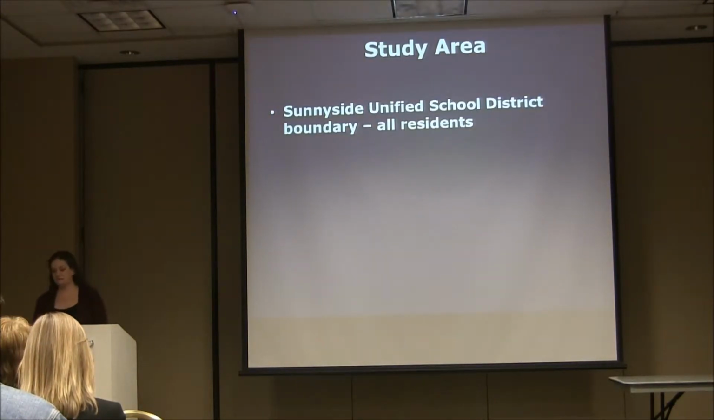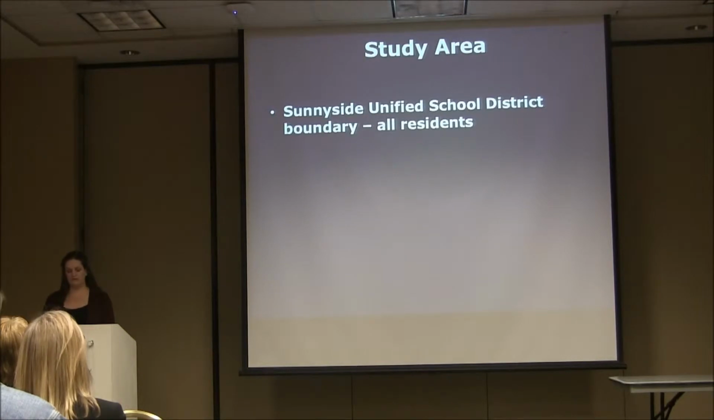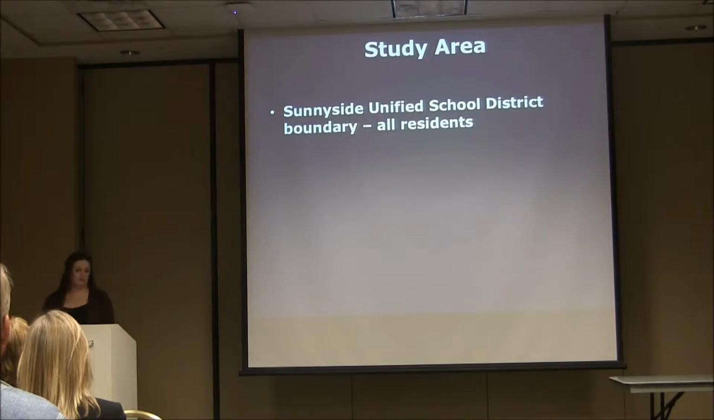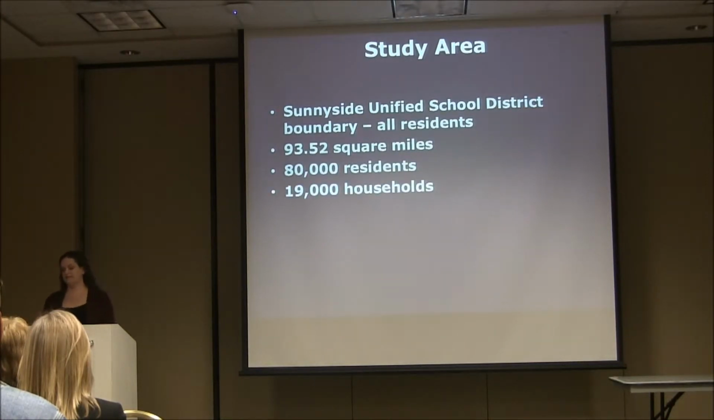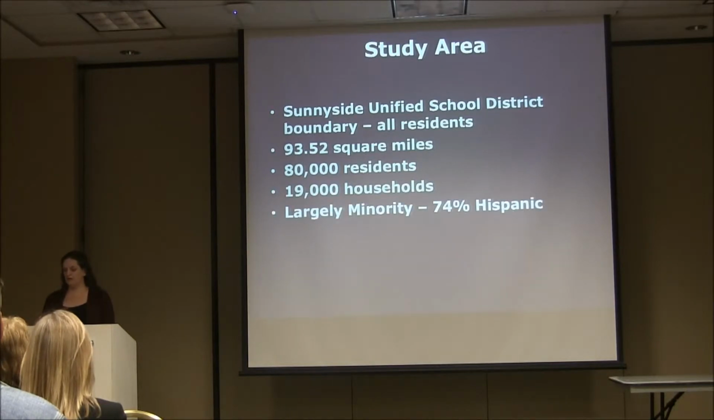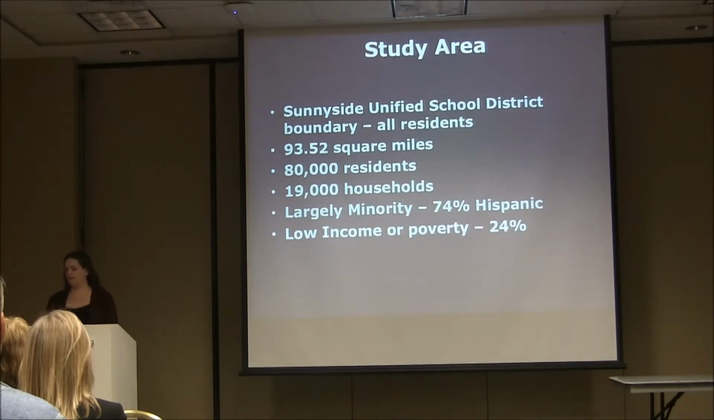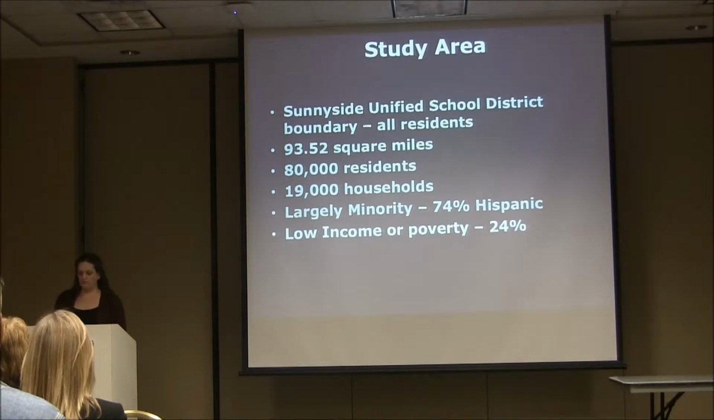My study area was the Sunnyside Unified School District boundary. I included all residents within the Sunnyside School District, not just students. The school district is approximately 93 square miles, has about 80,000 residents, comprising 19,000 households. It's largely minority, and about a quarter of the population is either low income or under the poverty threshold. And this is important because these populations are vulnerable to food insecurity and access issues.